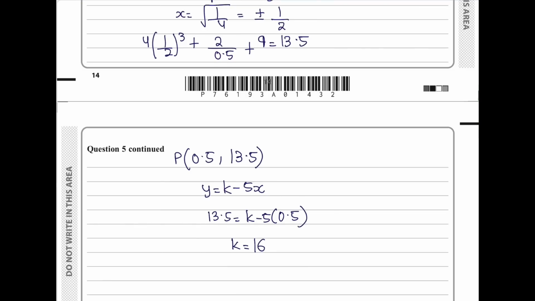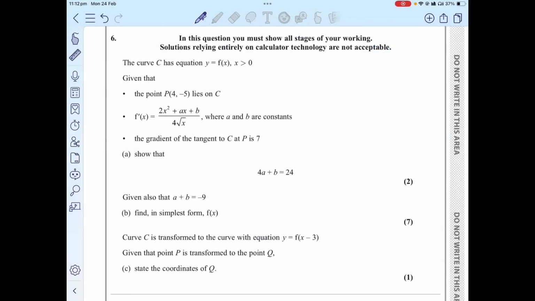Now, we'll be moving on to question number 6. In question number 6, it says that the curve C has the equation y equals f of x, where x is greater than 0. Given that there's a point P at negative 5 which lies on C, and f dash x is given by 2x squared plus ax plus b over 4 root x, where a and b are constants, and the gradient of the tangent to C at P is actually 7.